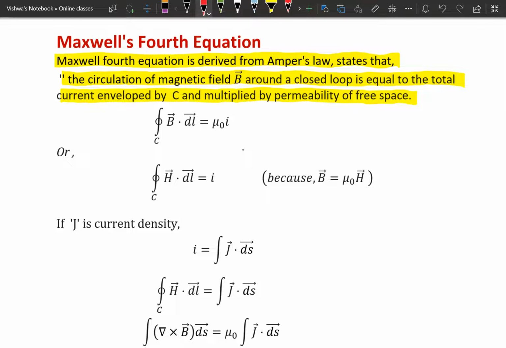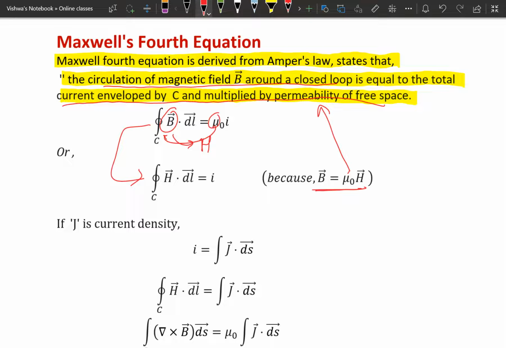Here, the circulation of the magnetic field around the closed loop is equal to the current enclosed by the loop multiplied by the permeability. In mathematical form, we can write ∮B·dl = μ₀ I. Now this equation is modified by replacing B with H. That relation is B = μ₀ H, where μ₀ is the permeability of free space. So we can modify this equation into ∮H·dl = I. Bringing μ₀ to this side, it becomes B/μ₀, which is H.